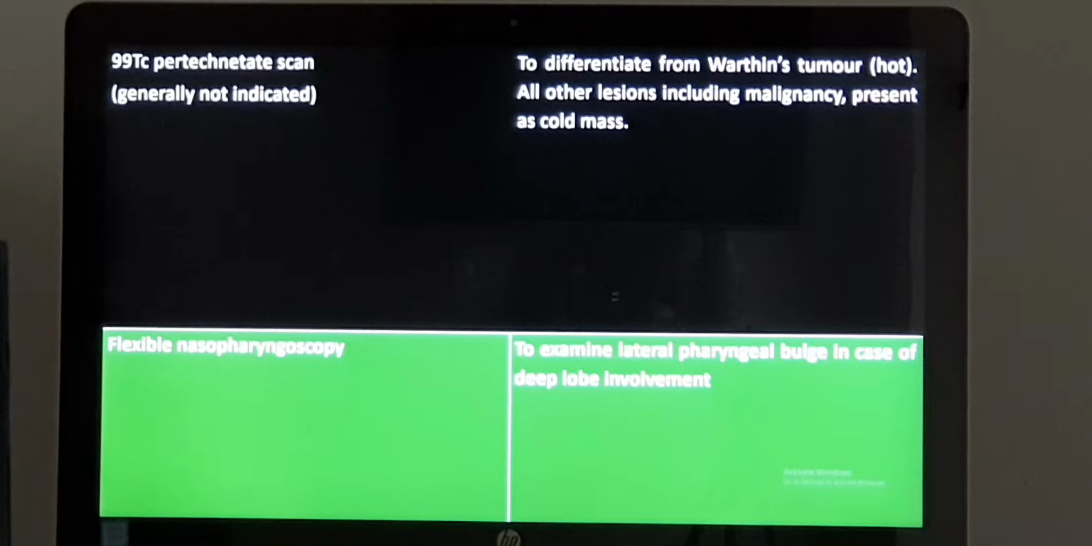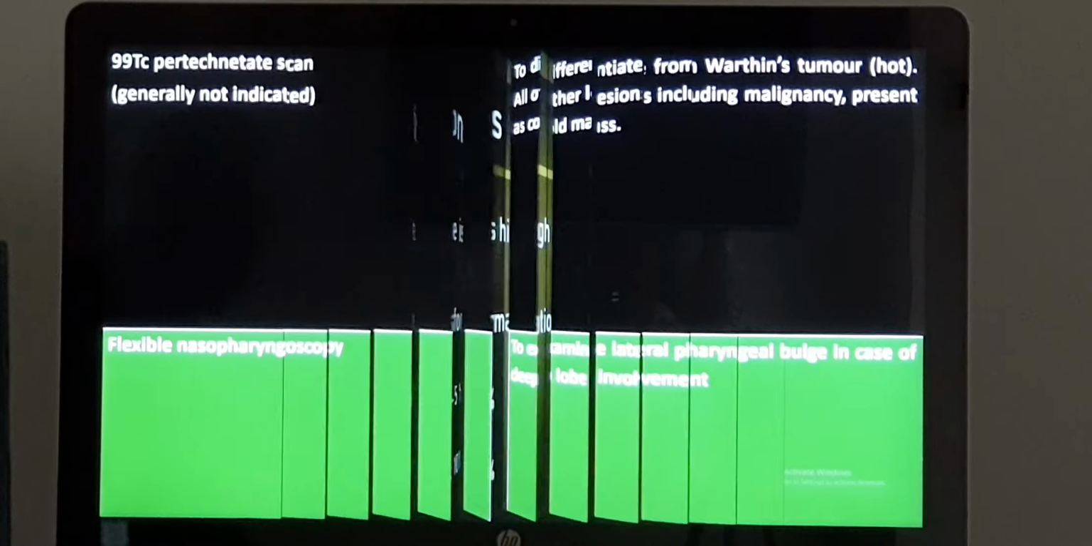Suppose we have any doubt and want to rule out other conditions, we can do a nuclear scan, which will come negative. For completion's sake, we also want to do a flexible laryngoscopy. Why? Because this condition can affect the deeper part of the parotid gland. In that case, there will be a swelling or irritation inside the mouth, the oral cavity, also. So, to rule out whether there is a swelling or not, we would like to do a flexible scopy.